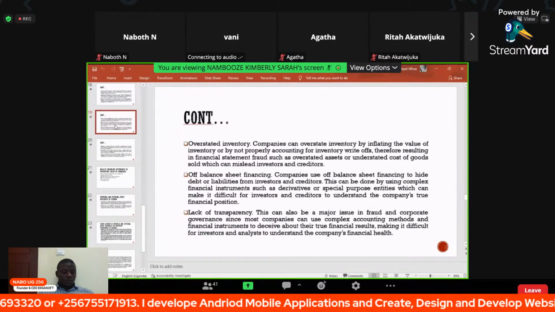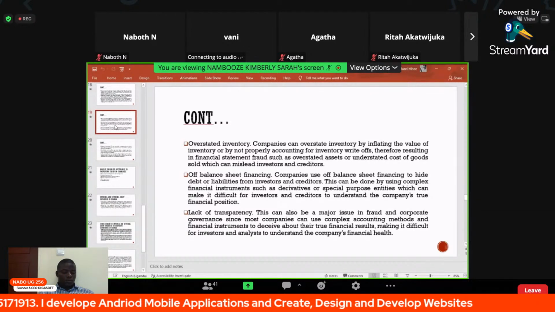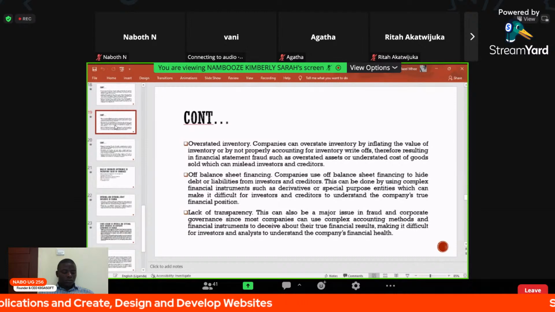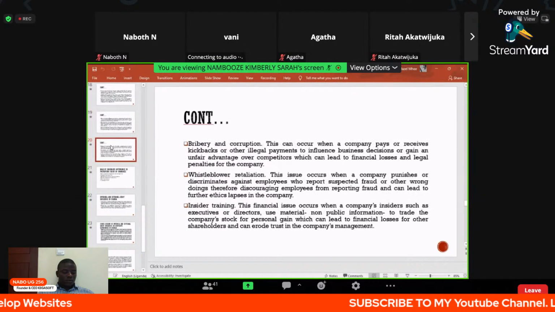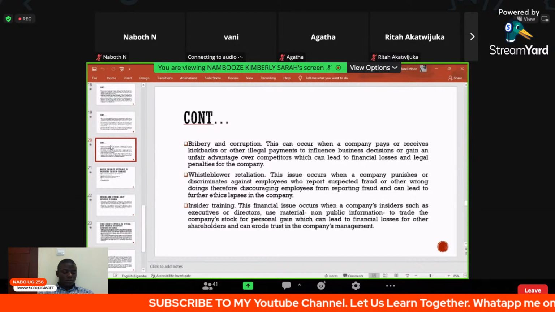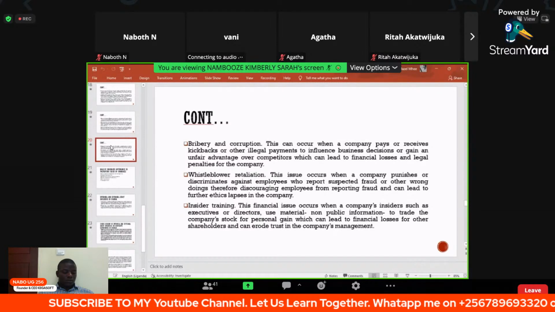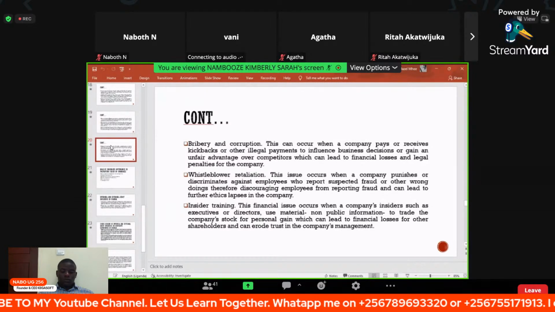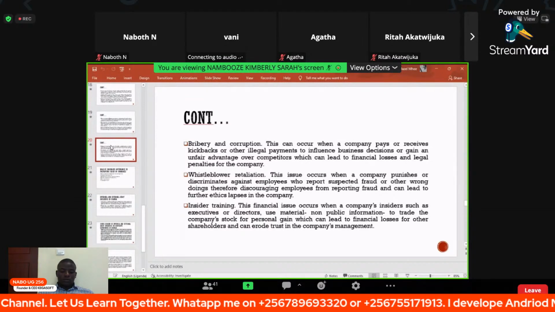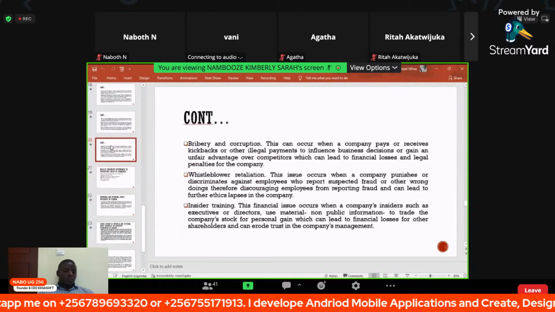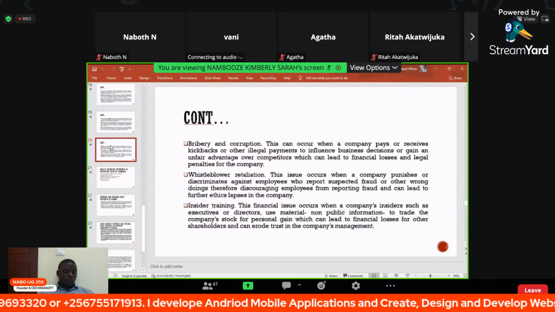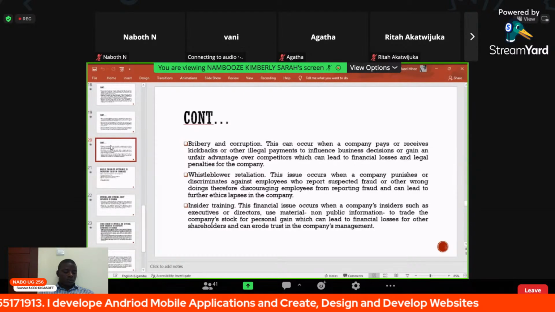The other points are overstated inventory, off balance sheet financing, lack of transparency, bribery and corruption, whistleblower retaliation. This issue occurs when a company punishes or discriminates against employees who report suspected fraud or other wrongdoings, therefore discouraging employees from reporting fraud and can lead to further ethics lapses in the company.